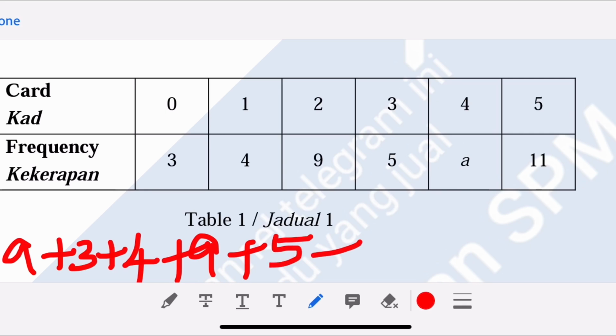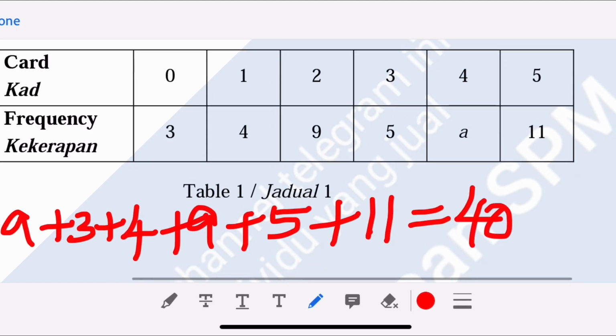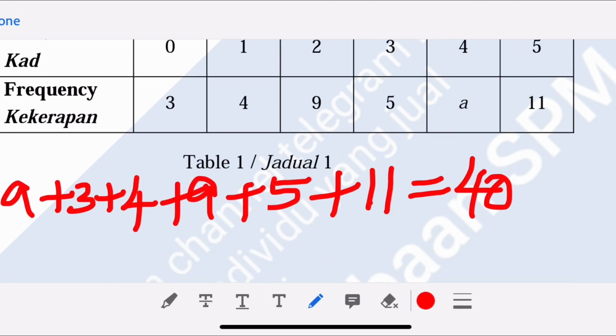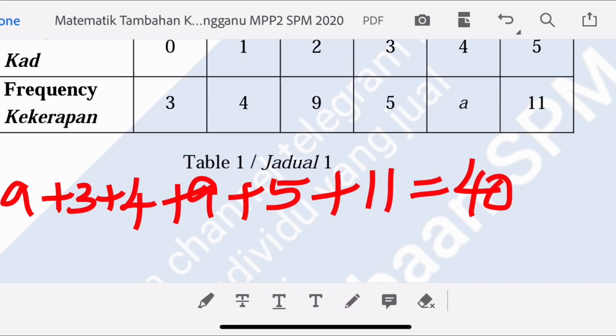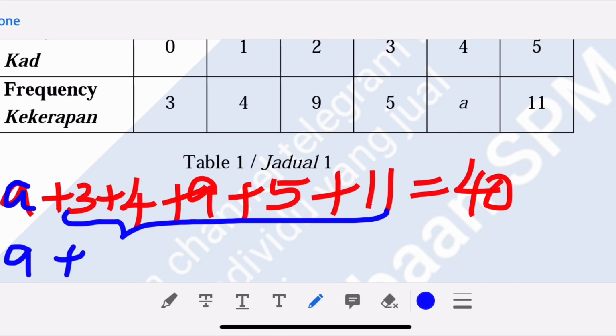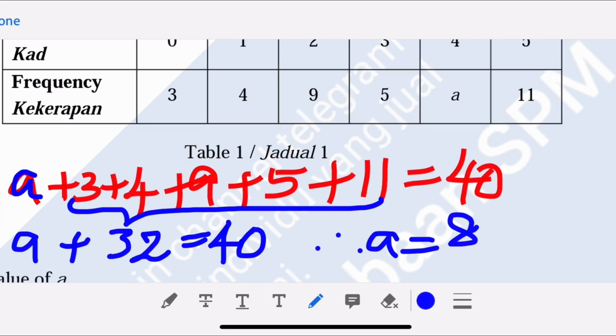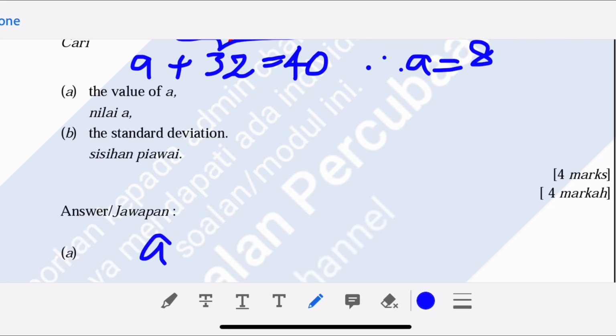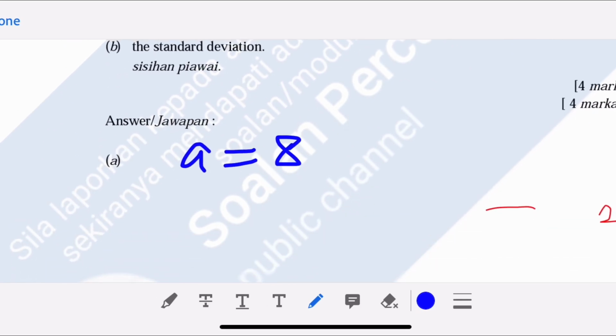Now the total frequency is given as 40, so let's add up all together: 3 plus 4 plus 9 plus 5 plus 8 plus 11. It should be equal to 40. Frequency is the number of times the card appears. So for A, you have to sum the known numbers, 32, which equals 40. That means A is 40 minus 32, which is 8. So it's quite simple if you understand the question.